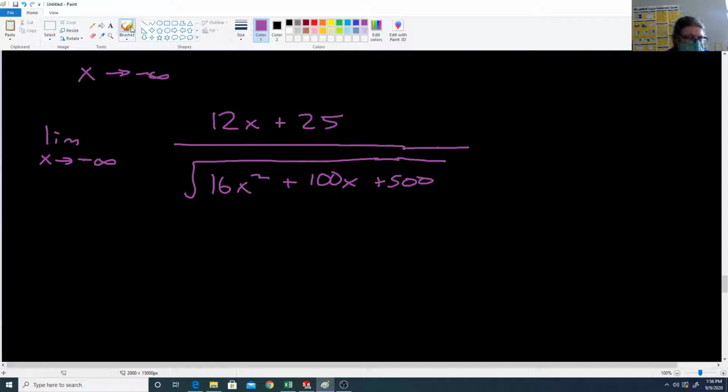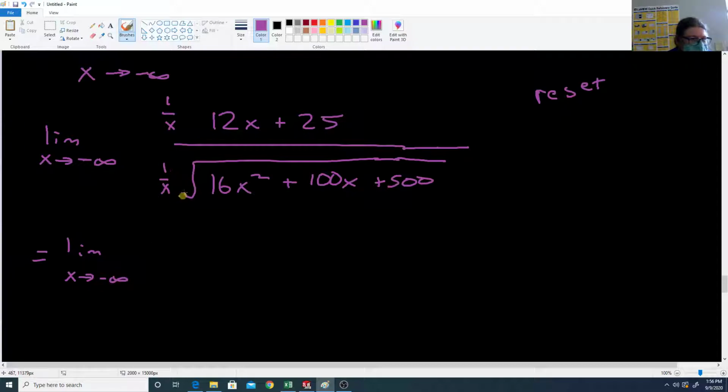Okay, so this is what we're trying to find. Sorry, let me reset what we're trying to do. Basically, we're going to bring in a 1 over x and a 1 over x. And then I need to do a little bit to this form of 1 over x that I'm bringing in.